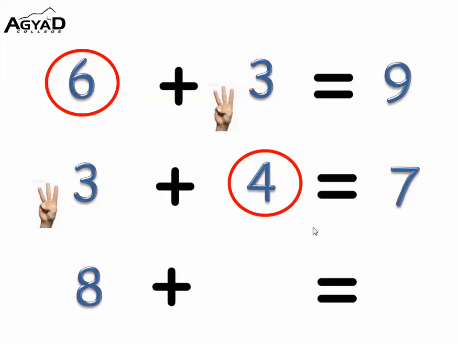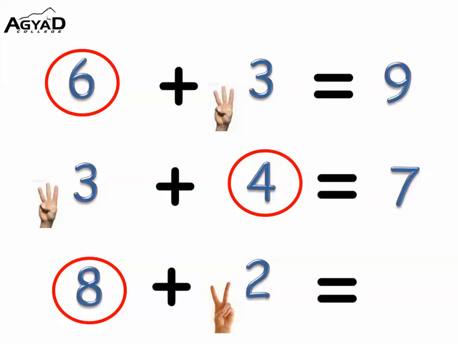Let's do one more. We have 8 plus 2. Which is the bigger number, KG1? 8 or 2? Yes, very good. It is 8. So we're going to put the 8 in our mind and the 2 on our fingers. Now start to count. We have 8 in our mind, then after 8 comes 9, 10. So 8 plus 2 equals 10.